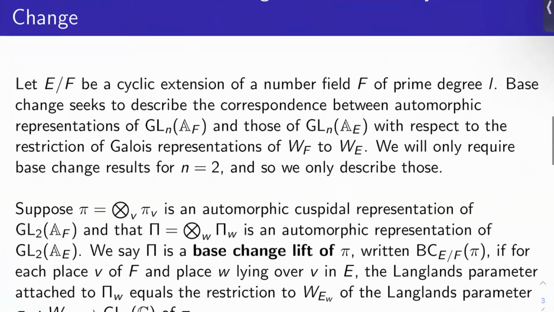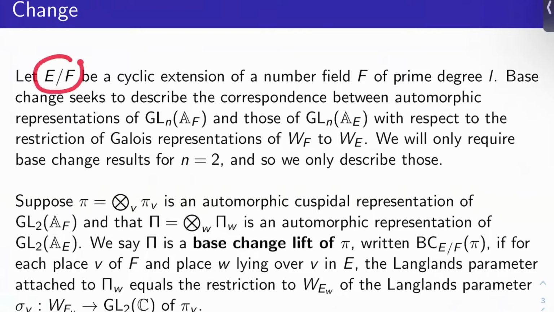Okay, here's the fourth instance of Langlands functoriality we're going to need. It's called the theory of base change. Let E over F be a cyclic extension of a number field F of prime degree l. Base change is trying to do the following. I want to describe the correspondence between automorphic reps of GLn of the adeles of F and those of GLn of the adeles of E. What's a natural way of doing that?